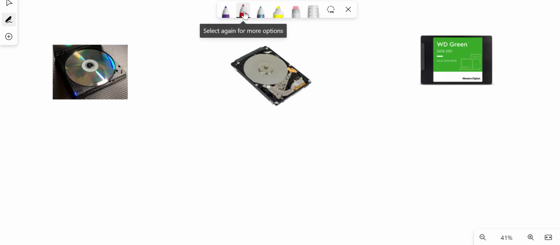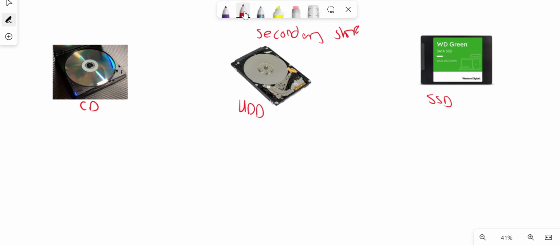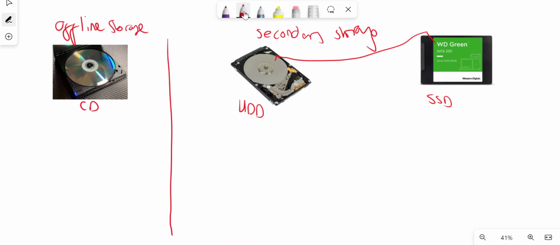Okay, so we've got a CD, we've got an HDD, and we've got an SSD. These two are secondary storage. Someone put secondary storage devices. That one and that one. This one is offline storage. I'm going to put a column in between these.